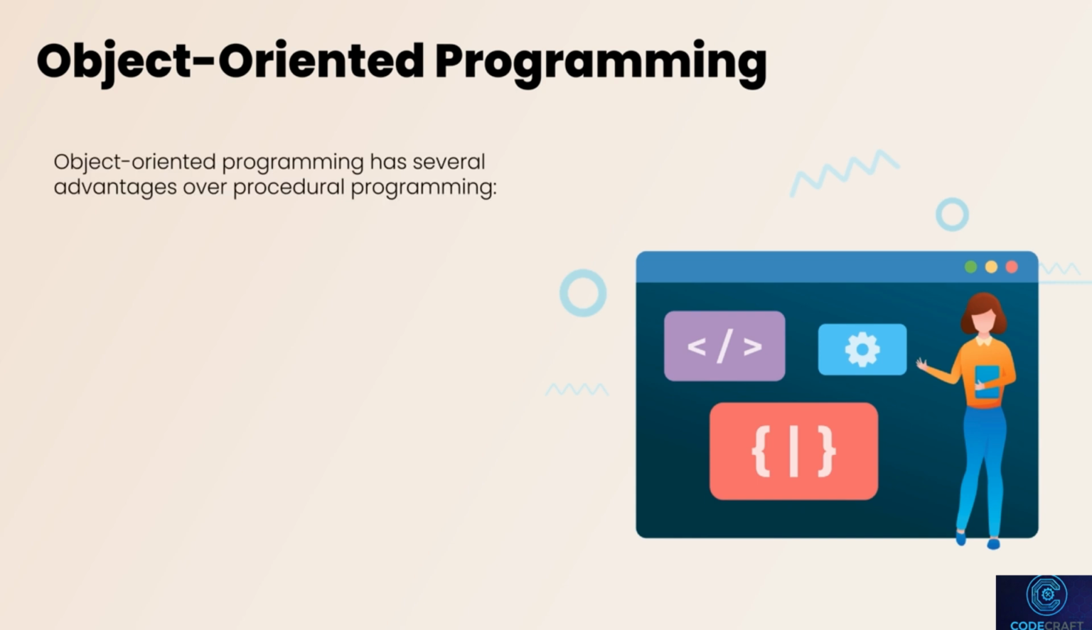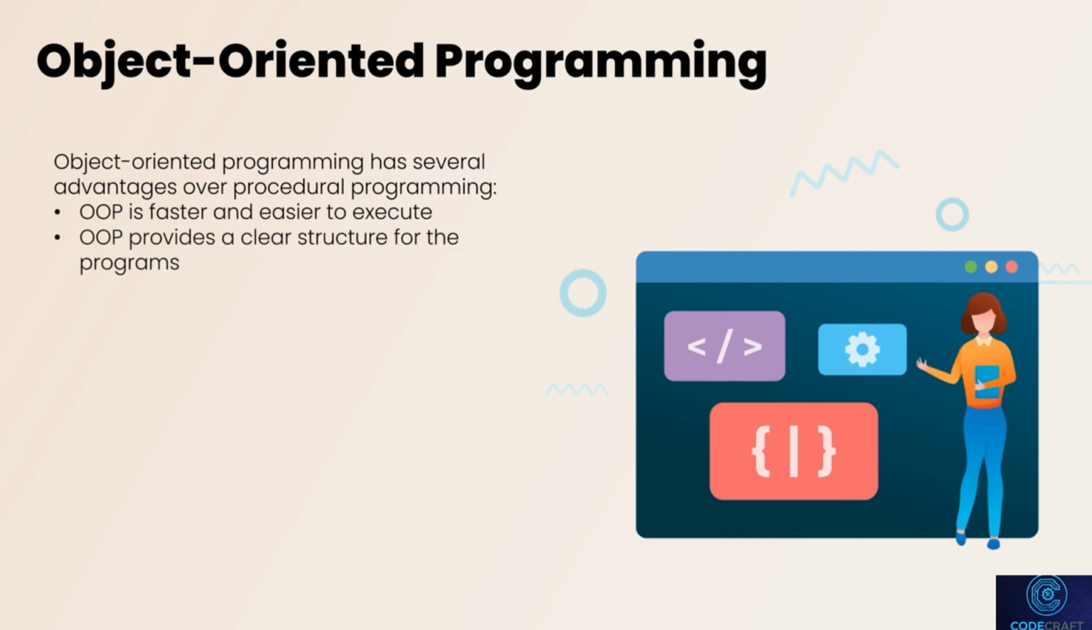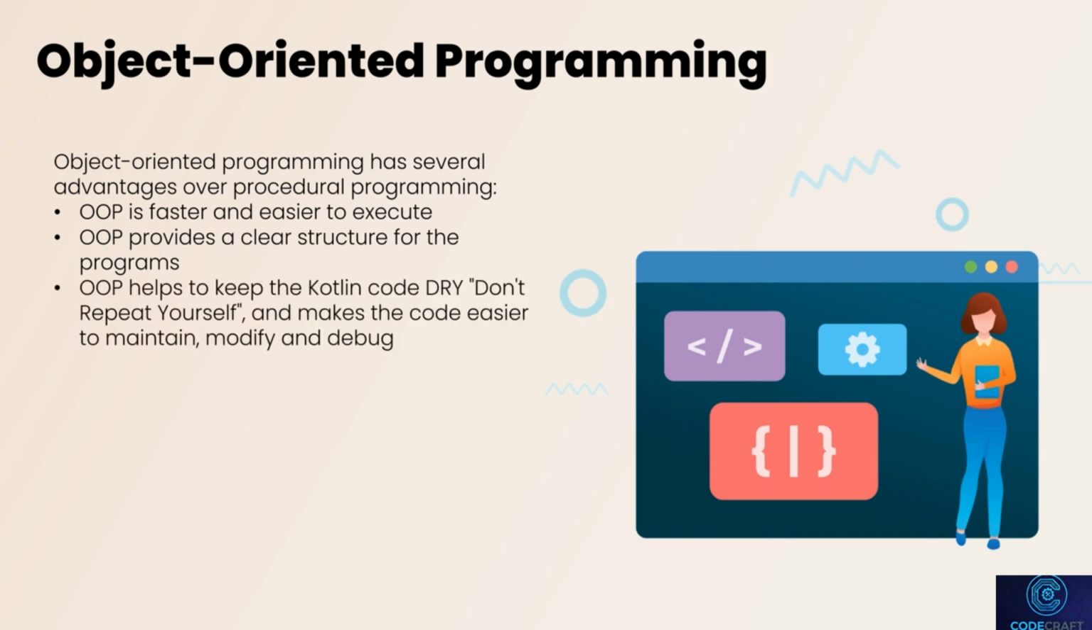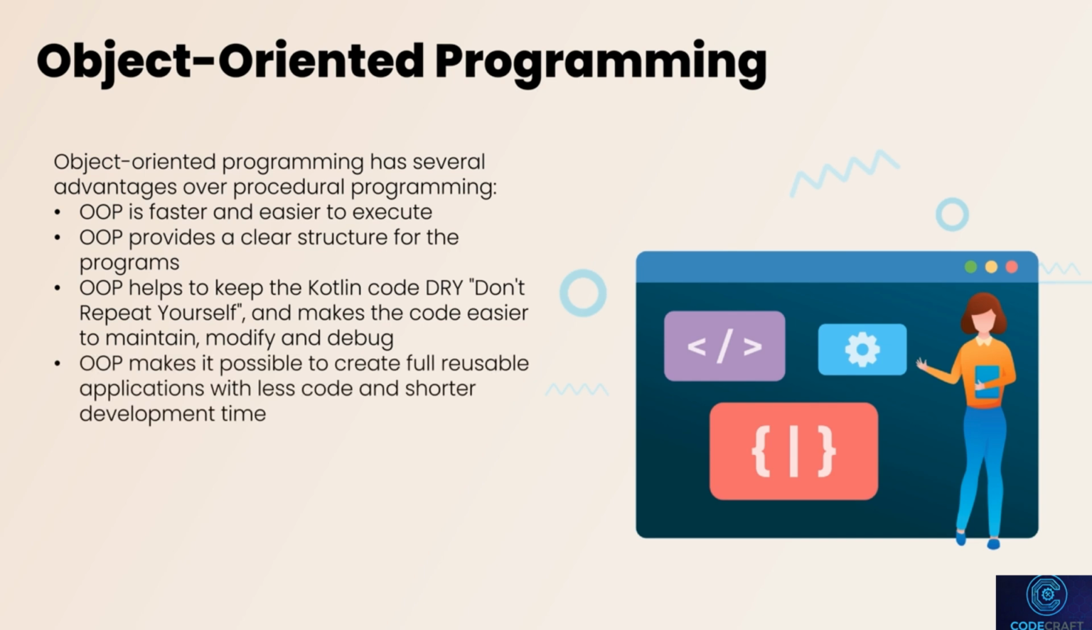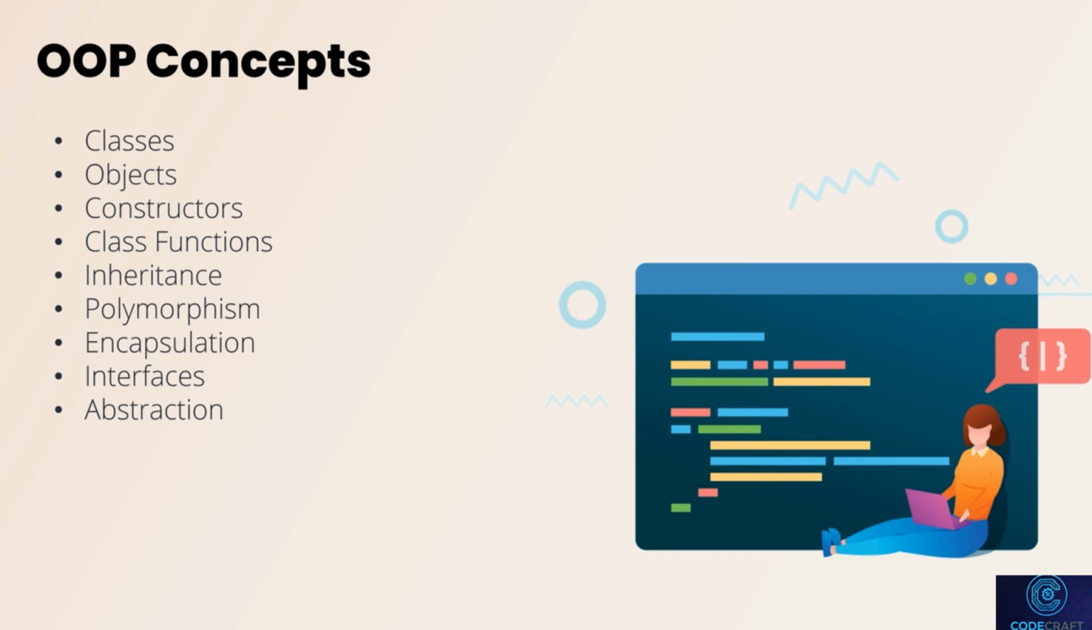Object-oriented programming has several advantages over procedural programming. OOP is faster and easier to execute. OOP provides a clear structure for the programs. OOP helps to keep the Kotlin code DRY, don't repeat yourself, and makes the code easier to maintain, modify, and debug. OOP makes it possible to create fully reusable applications with less code and shorter development time. We're going to learn about the OOP concepts in the next videos.